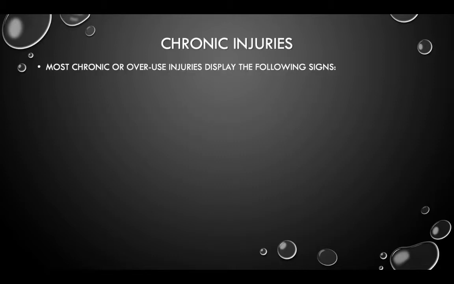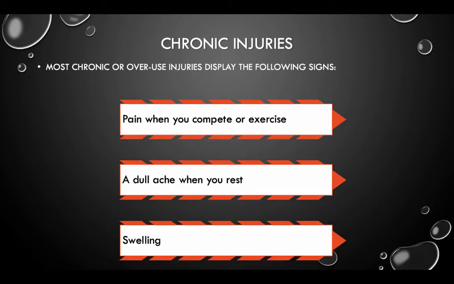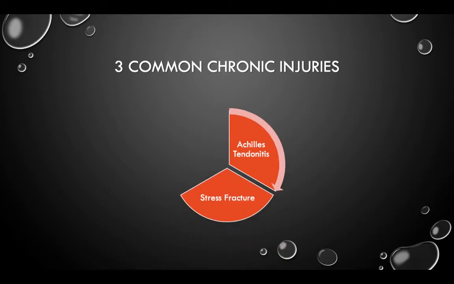Chronic injuries. Most chronic or overuse injuries display the following signs: pain when you compete or exercise, a dull ache when you rest, and swelling. 3 common chronic injuries: Achilles tendonitis, stress fractures, and tennis elbow.